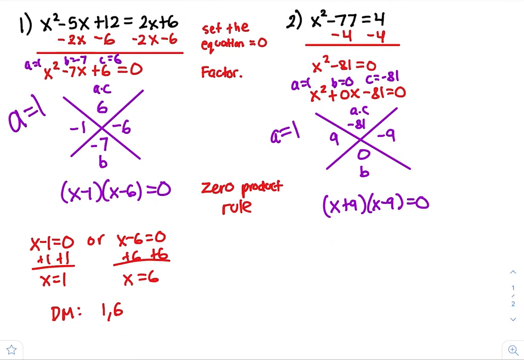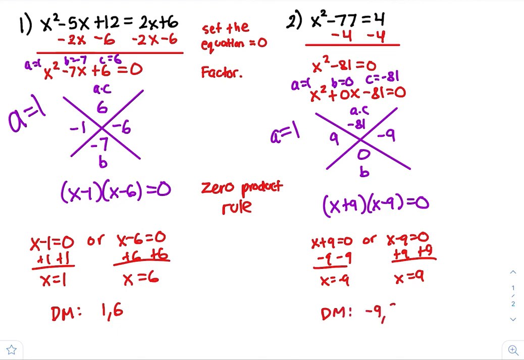Zero product rule, so that means both of these factors have to equal 0. x plus 9 has to equal 0, or x minus 9 has to equal 0. Subtract 9 from both sides there, and add 9 to both sides there. So on Delta Math, your answer would be negative 9 comma 9.